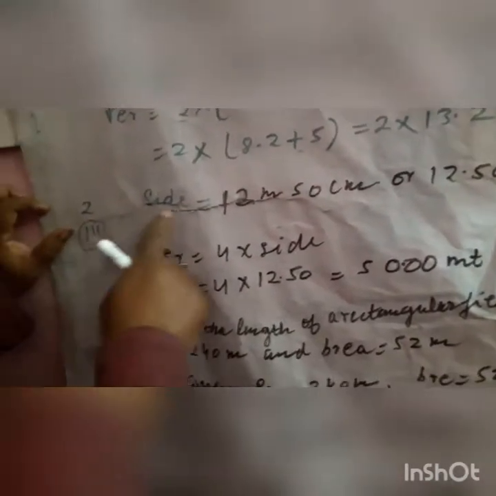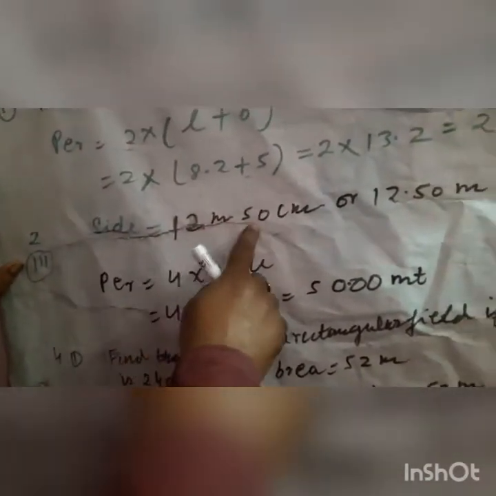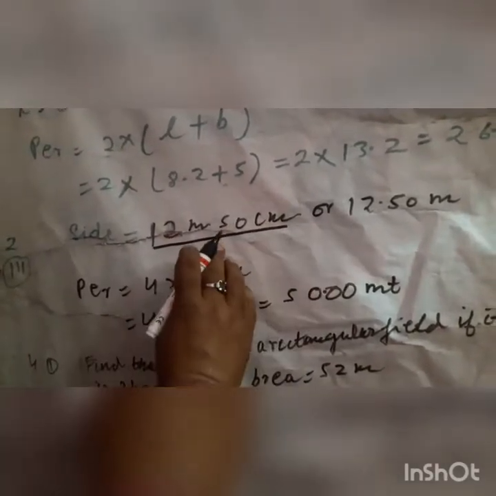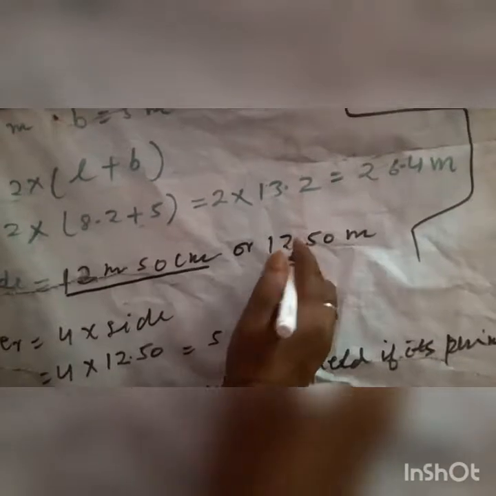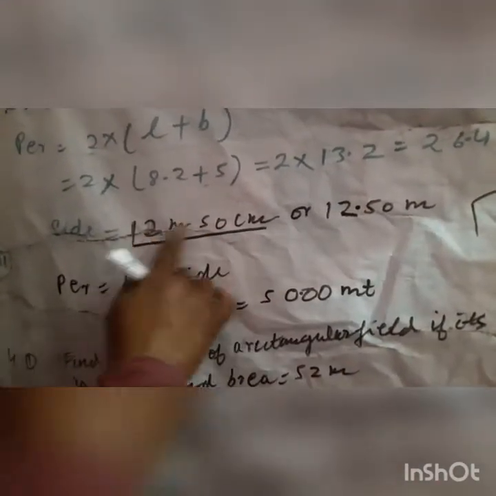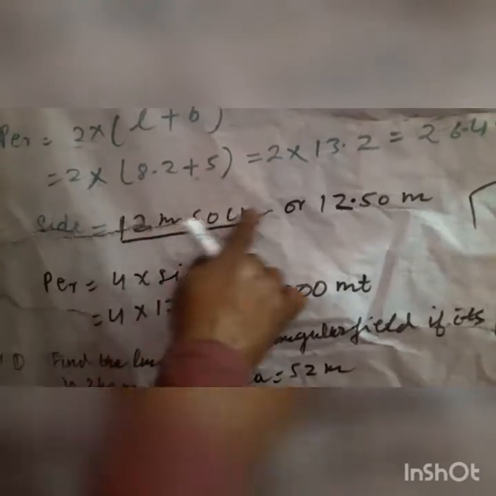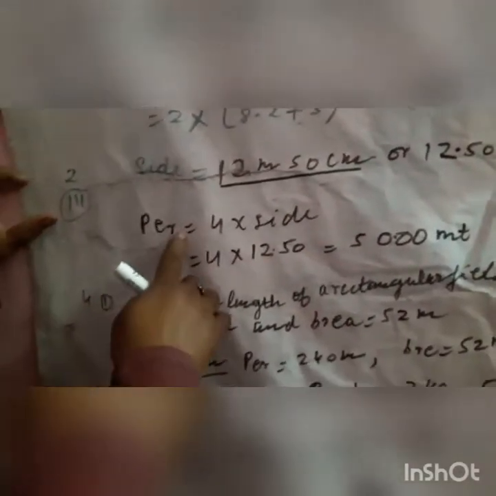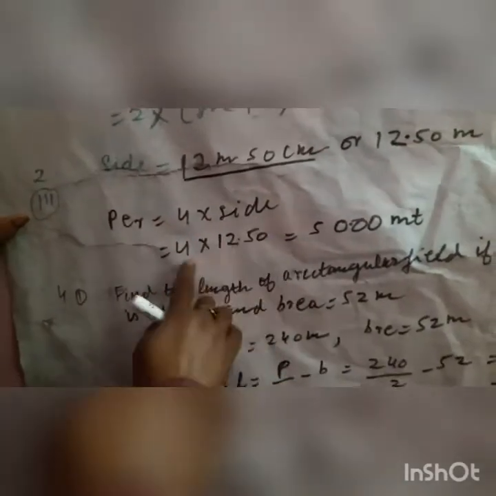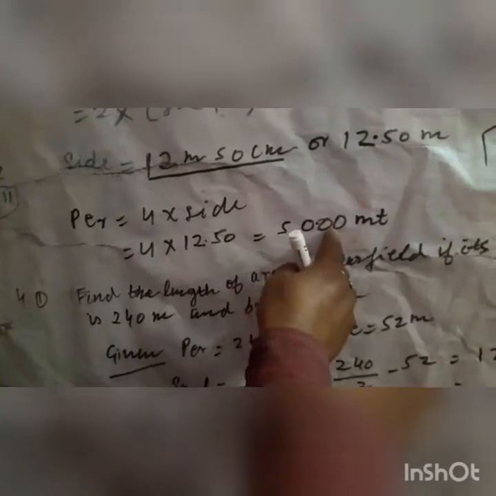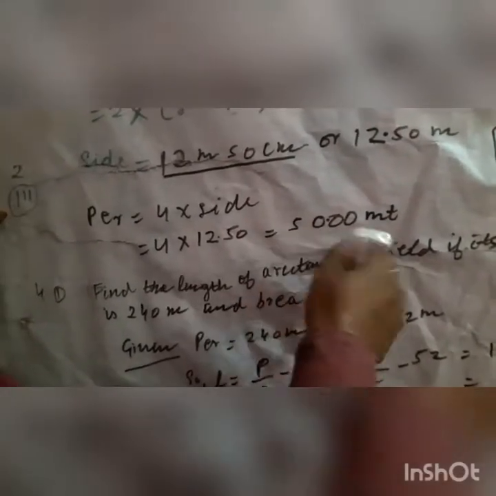Second, third: side is equal to 12 meter 50 centimeter. This is 12 meter 50 centimeter. You can write 12.50 meter also. Now come to the formula. Perimeter of square is equal to 4 into side. 4 into 12.50 is equal to 50.00 meter. 50 meter.